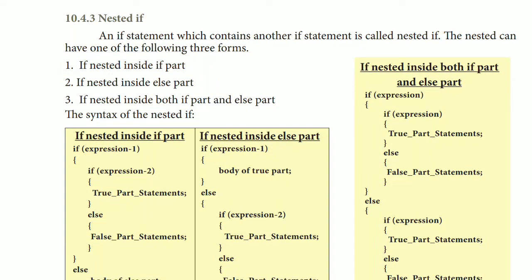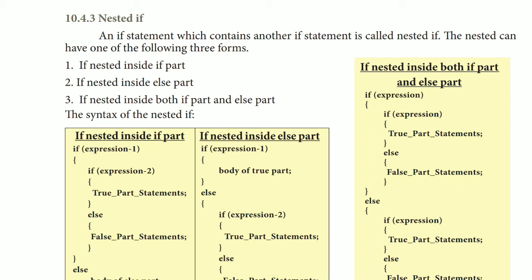The next statement is known as nested if, containing one or more if statements inside another if. There are two types of nested if statement: an if statement inside the if part, and an if nested inside the else part. Nested means containing an if statement inside another if statement.